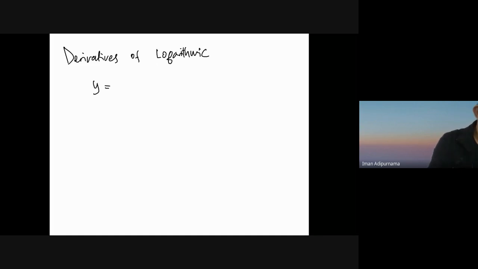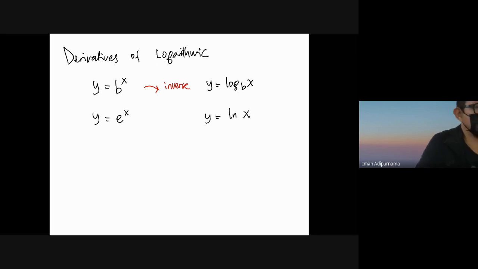Remember, we have y equal b with power of x. If we take the inverse, this will be the inverse: log with base b and then x. Or if you remember e to the x, the inverse will be y equal ln x. Right?